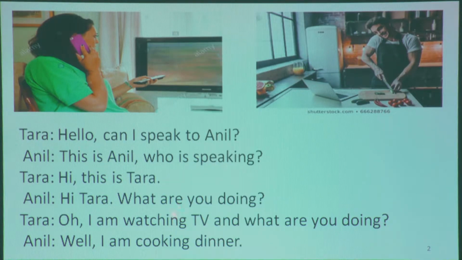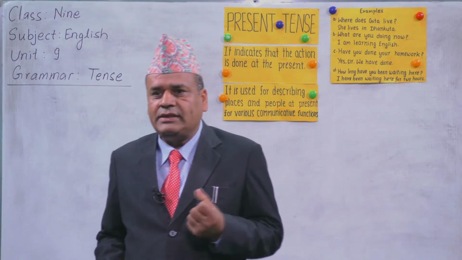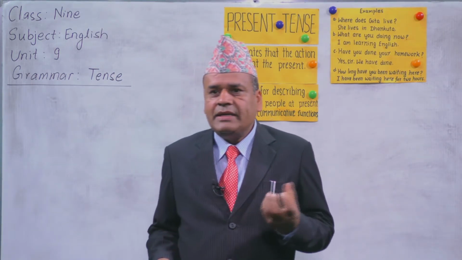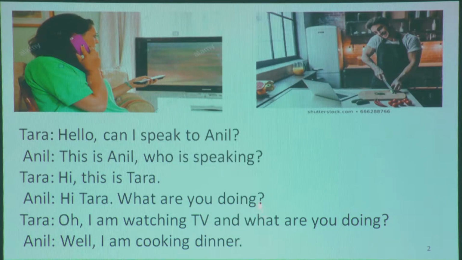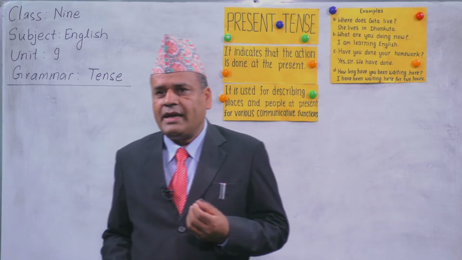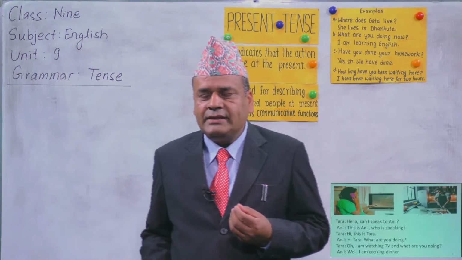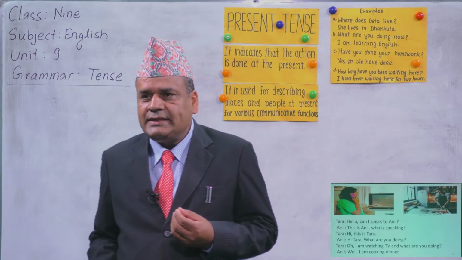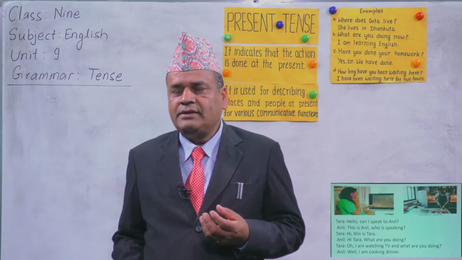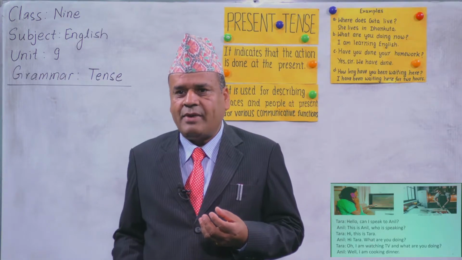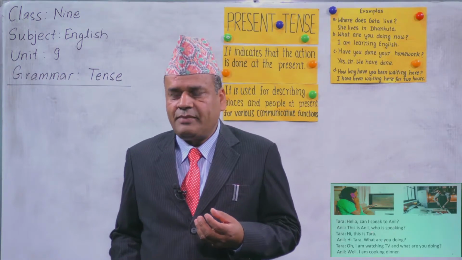Now, in this dialogue, you find all the sentences in continuous form, like who is speaking, what are you doing, what are you doing next, okay, and I'm watching TV, I am cooking dinner. So we use is, am, are, and the ing form with the verb. So this is present continuous tense. Okay, dear students, I hope you got the idea about continuous tense and especially the present continuous.